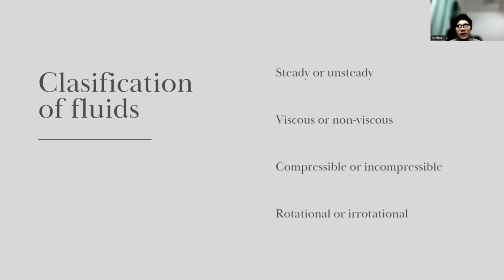There are four classifications of fluids. First, steady or unsteady. Steady fluid is the fluid whose density remains constant at each and every point while flowing. And unsteady fluid is the fluid whose velocity differs between any 2 points while flowing.